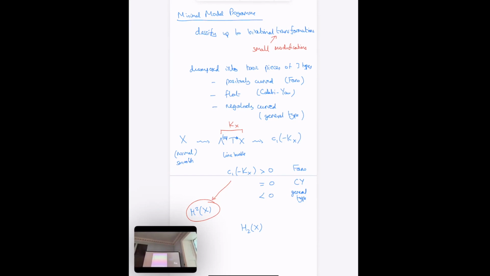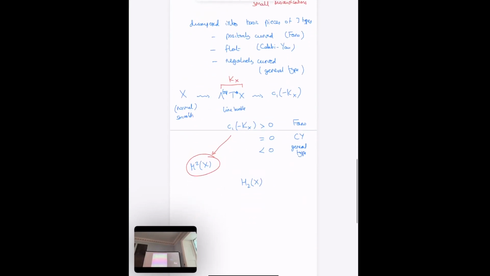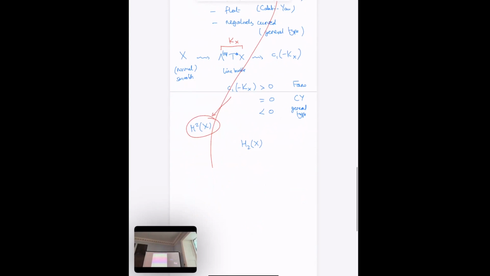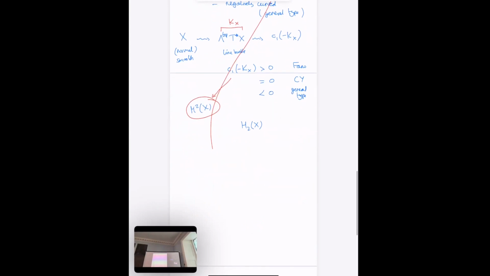Okay, so do you remember we made these small modifications? Actually, sorry, wait, I need to say one more thing first. So a question we might be interested in, for example, is understanding smooth Fano varieties.